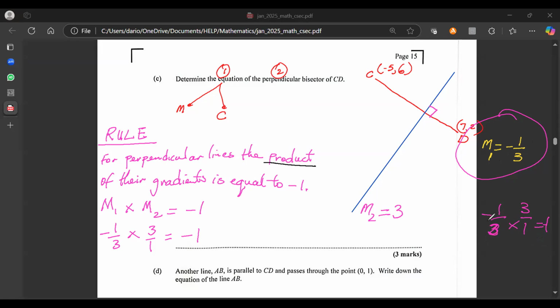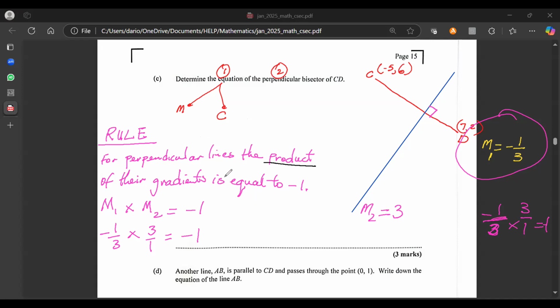What's the gradient of the other line, Vion? I'm not hearing you. Vion, we just went through it again. Tyrese, what's the gradient of the other line? 3/1. So Vion, what is the gradient of the other line? All right, let's move on.